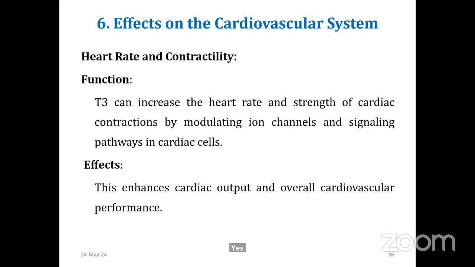T3 increases heart rate and strength of the cardiac contraction when it modulates these ion channels and signaling pathways in cardiac cells. As we have discussed, T3 has an effect on calcium channels. So when calcium entry occurs inside the cardiac cells, it increases the cardiac output and also contractility, and therefore it increases the heart rate.